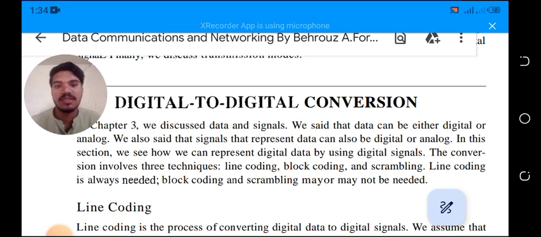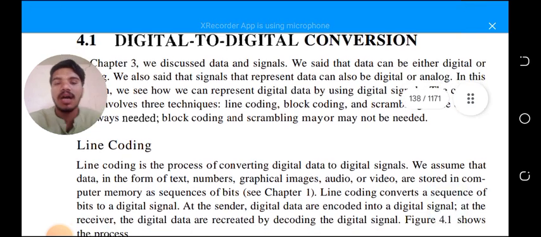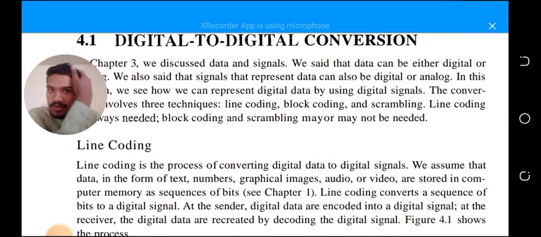The conversion involves three techniques: line coding, block coding, and scrambling. Line coding is always needed. Block coding and scrambling may or may not be needed. So let's talk about the first one, line coding.